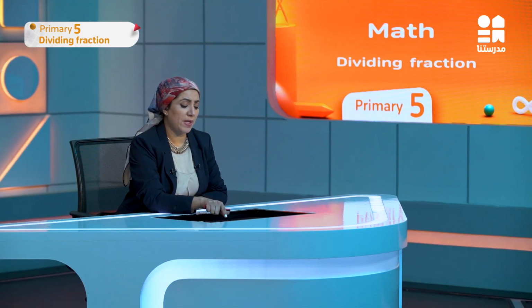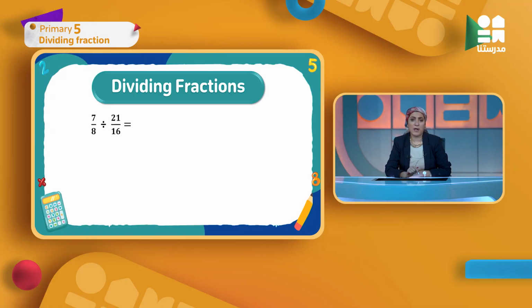Now, dividing fractions. Last time we took dividing the fractions, a fraction with a mixed number, a fraction with a decimal number, and 2 fractions together. I will give you a few examples to remind you with what we took last time. The first example is 7 over 8 divided by 21 over 16. Remember the steps we talked about before.